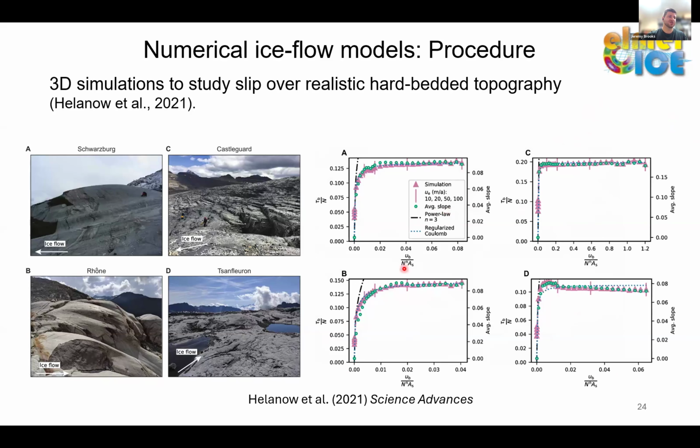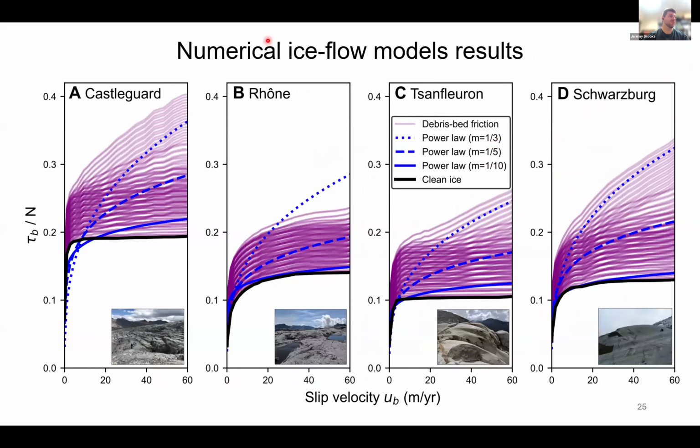And he found in clean ice conditions that the slip law looks like this for these 4 different glacier beds, basically regularized Coulomb-like. What we do is we take his outputs where he has ice bed contact area, he has effective pressure, he has the velocity field, and everything that we need to calculate debris bed friction using those simulations. And for a range of different parameter combinations, which are shown here in these pink lines, we look at what debris bed friction is, what the slip law is, for these different bed geometries. What we find is 3 different things.